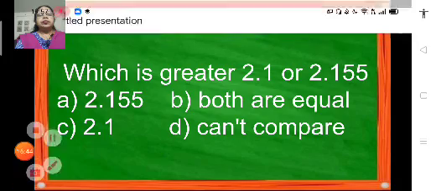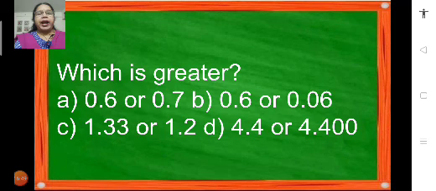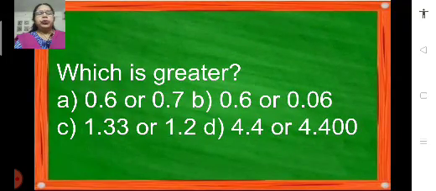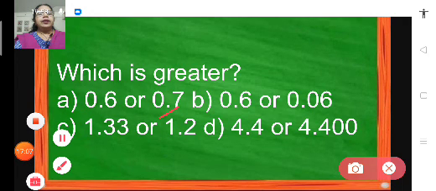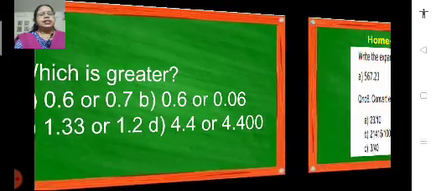Children, there are some questions which are given for practice. So you have to do them as homework. Just now you have again revised how to compare decimals. So please solve these problems in your notebook. Which is greater, 0.6 or 0.7? Then 0.6 or 0.06? C is 1.33 or 1.2 and D is 4.4 or 4.400. So you have to practice them.